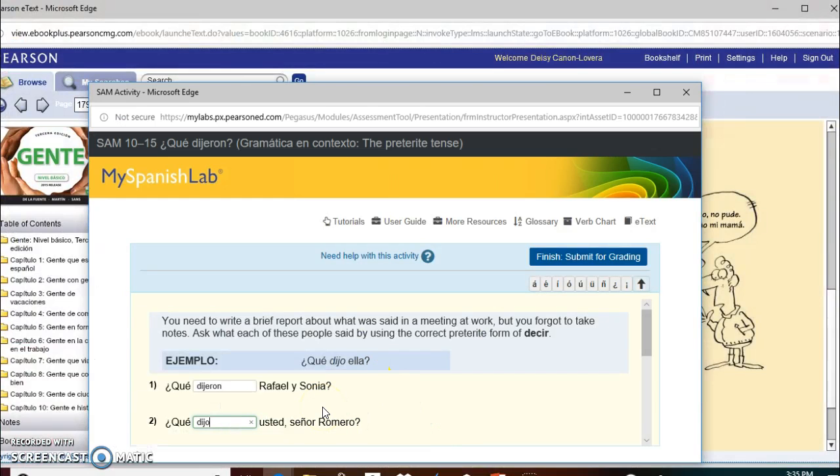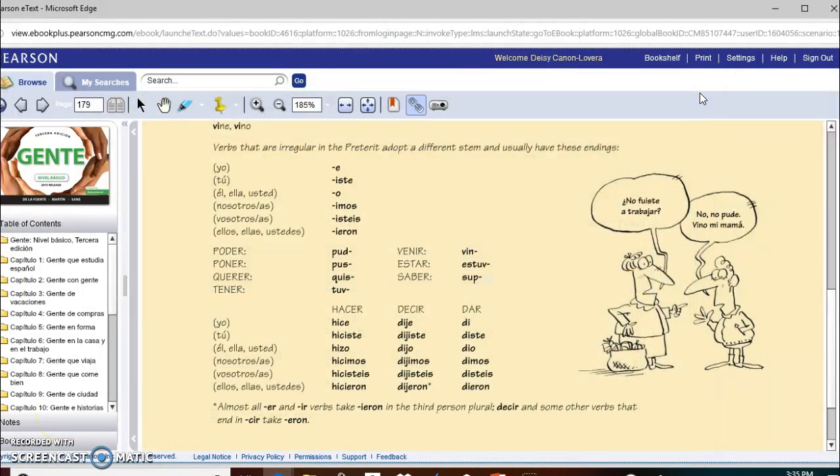The goal or the objective of these activities is that you practice the way to conjugate these irregular verbs.